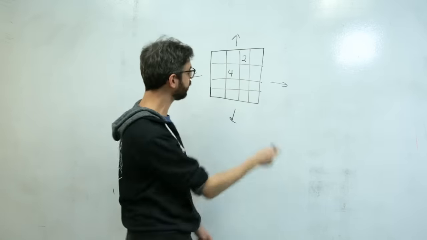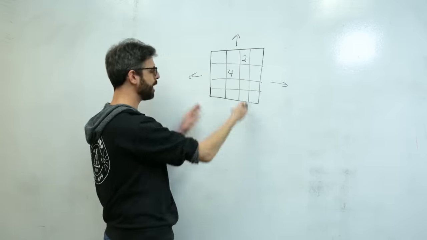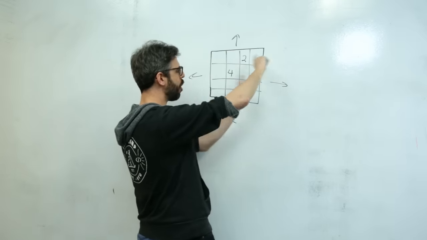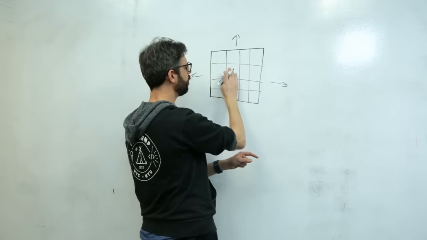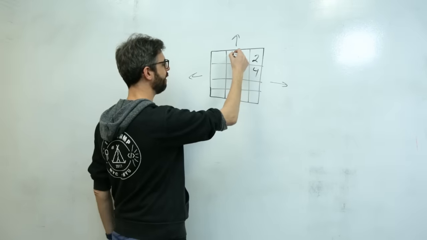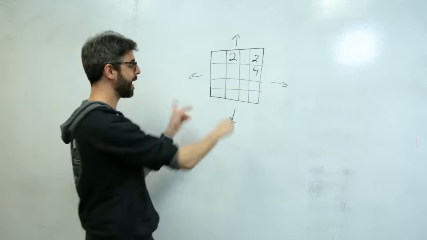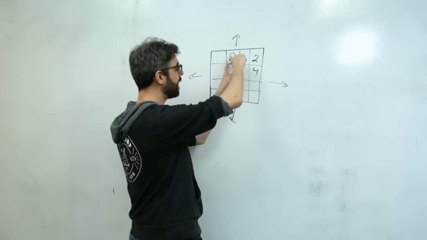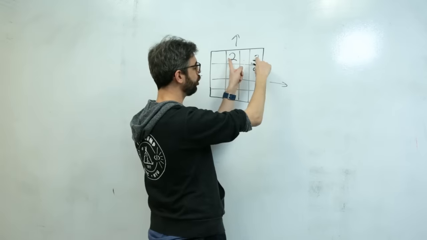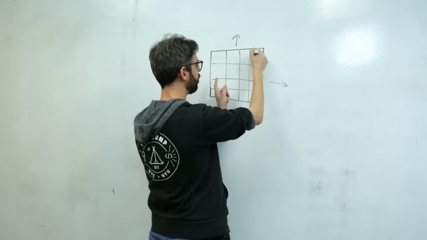Obviously, on a mobile or touch version, you can swipe. And you send all of the values. So if I swipe to the right, I send all the values this way. So the 2 and the 4 would end up here. Then maybe a new value pops in. If a 2 pops in here, and I swipe to the right again, numbers that are the same will combine. So these 2s will combine into a 4.